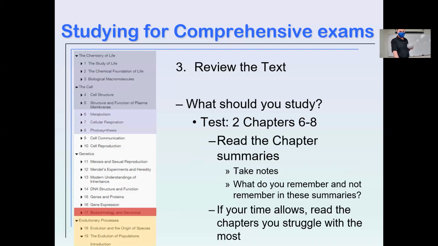And again, just like I said, this is rinse and repeat. Test 2, chapters 6 through 8. Read the summaries. Take notes. What doesn't make sense? Make note of it. Go back later.